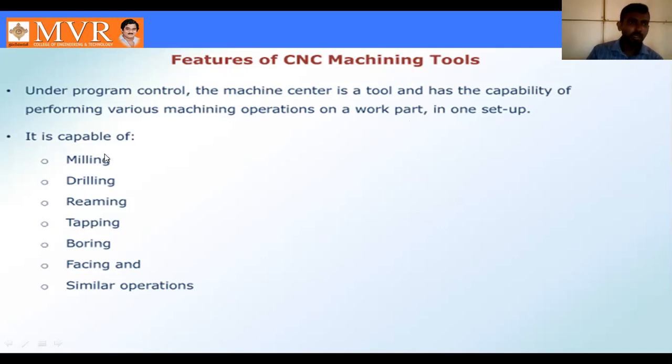So generally, what are the capabilities? See here, it is capable of milling, drilling, reaming, tapping, boring, facing, and similar operations. These are the features of CNC machine tools. First operation is milling. Second one is drilling. Third one is reaming. Fourth one is tapping. Fifth one is boring. Next one is facing. Last one is similar operations. So these are the features of CNC machine tools.